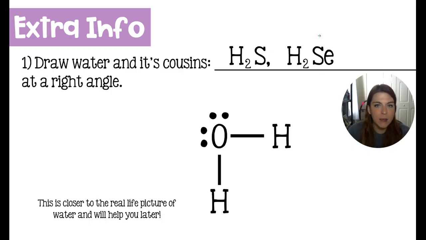When you have this type of molecule that kind of looks like water, it's a cousin to water, we're going to draw it at a right angle. This is going to be a closer representation to the real life picture of water, and it's going to help you later. So this is just something that I recommend that you memorize. You can technically draw the Lewis structure for water in a straight line, hydrogen, oxygen, and then another hydrogen. I don't want you to do that because it will lead you to the wrong answer later. Draw water and its cousins at a right angle.